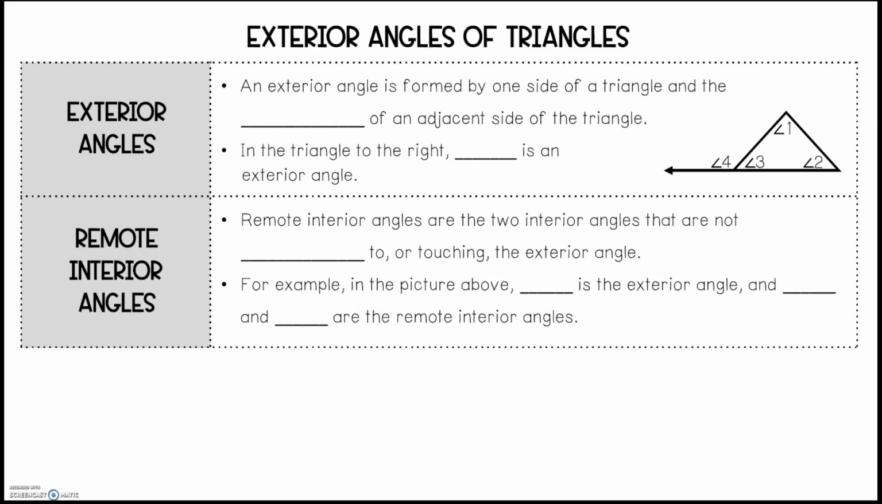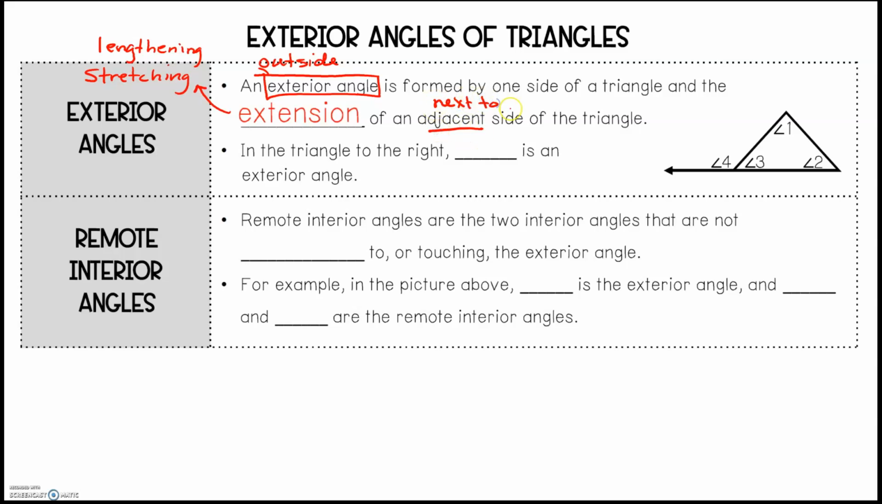Okay, so an exterior angle. Exterior is like outside, right? Like the exterior of your house. It is formed by one side of a triangle and the extension. You can think of the word extension as meaning lengthening or stretching, of an adjacent side. Remember, adjacent means next to or beside. Of an adjacent side of the triangle.